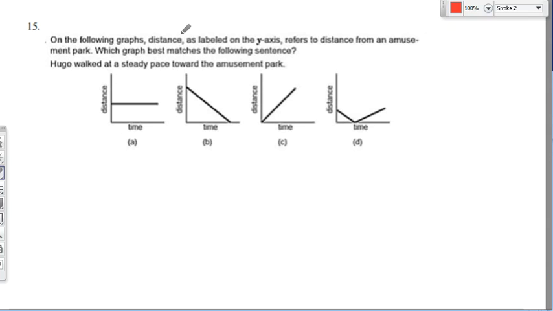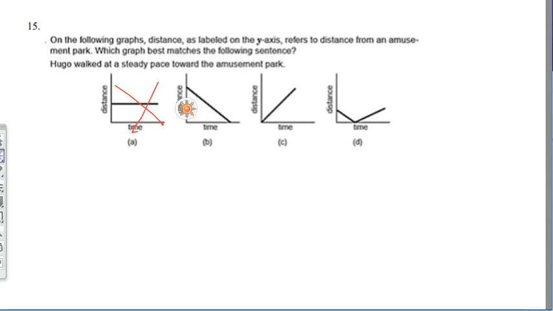So on the following graphs, distance as labeled on the y-axis refers to the distance from an amusement park. Which graph best matches the following sentence? Hugo walked at a steady pace towards the amusement park. So even though this looks like someone's walking at a steady pace, when we pay attention to what is being graphed, which is time over distance, this actually shows a person standing still, not moving forward at all. Time is passing, but they're not moving. Okay, so it wouldn't be this graph.